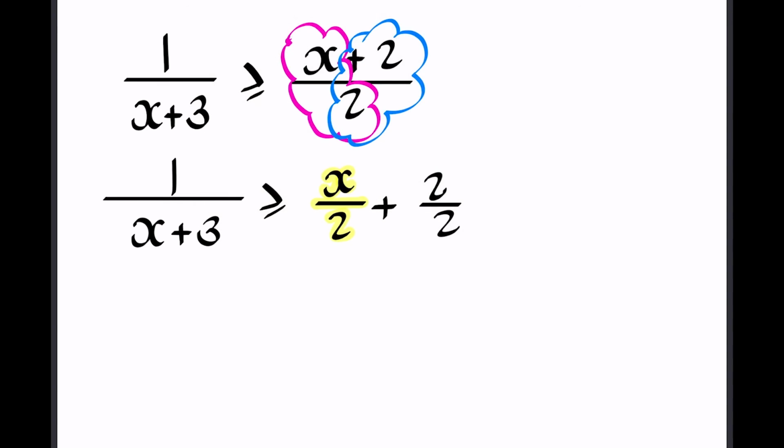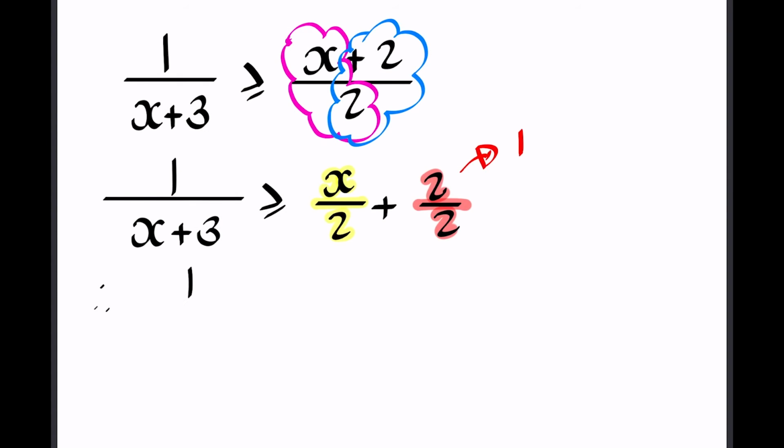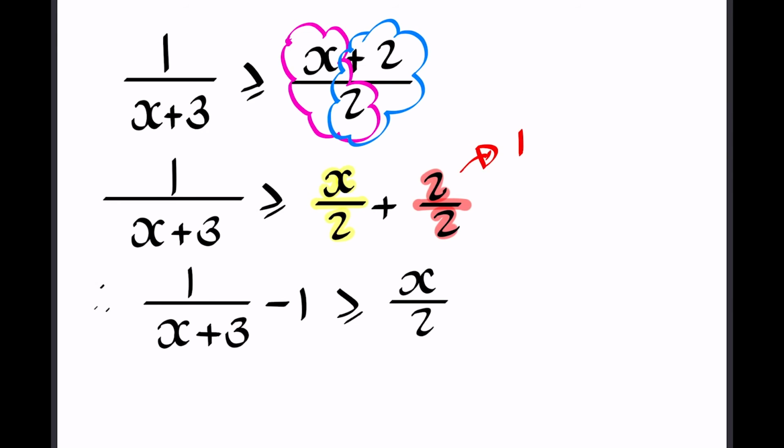Then if I look at this 2 over 2, what does 2 over 2 equal? Well, 2 over 2 equals 1. And I can take that 2 over 2, or that 1, across the inequality sign, and it's going to become a minus 1, which means that, therefore, I would have 1 over x plus 3 minus 1 is greater than or equal to x over 2. So I've taken this 1 across the inequality sign and I've said minus 1.